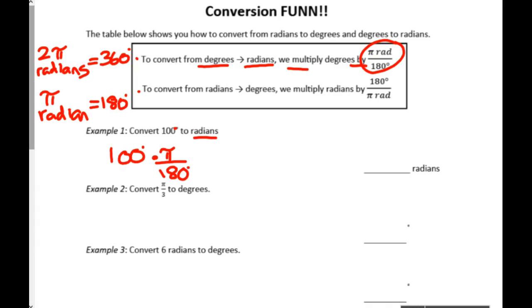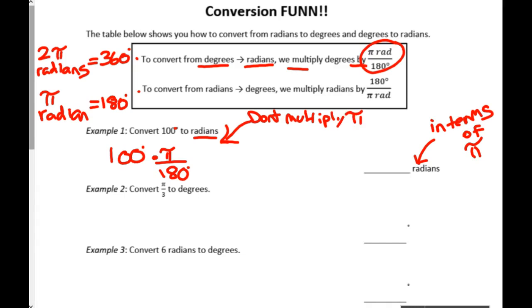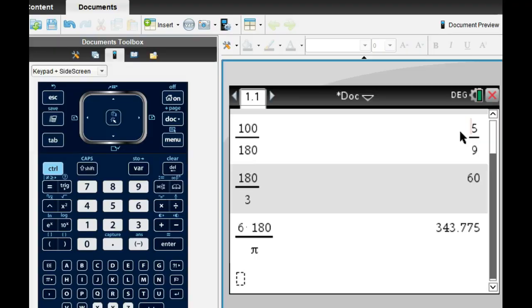Before you type it in your calculator, okay, radians are always in terms of pi. Or we like them to be in terms of pi. Do you remember what that means, terms of pi? That means don't multiply pi. So really what we're going to write, or type in our calculator, is 100 over 180. What is 100 over 180? 5 over 9, right?